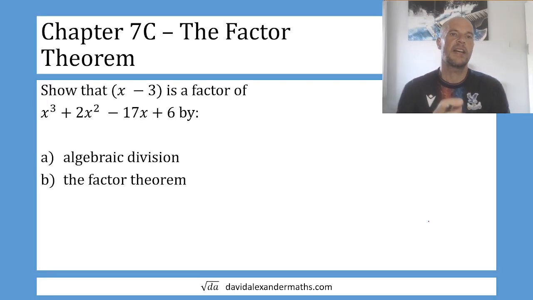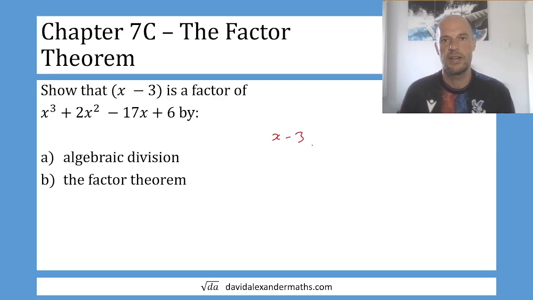So here we are in chapter 7c looking at the factor theorem. So we know how to do algebraic division. Well, hopefully we do, because that was chapter 7b. So let's just do this by algebraic division first of all. So how many x minus 3's go into x cubed plus 2x squared minus 17x plus 6.